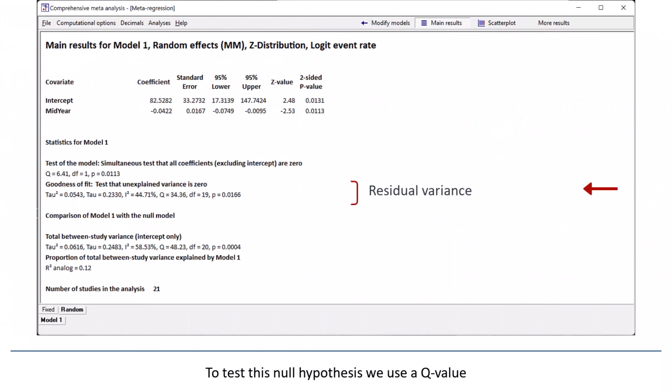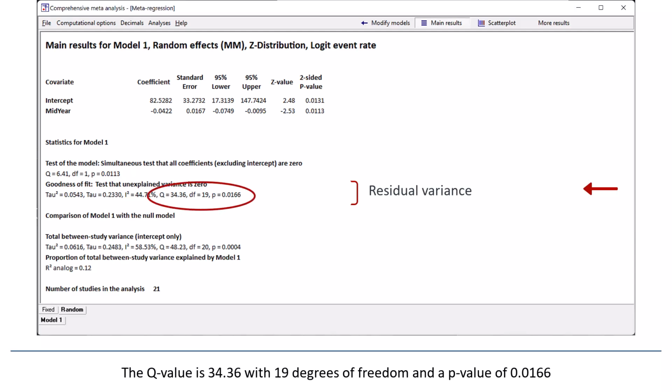To test this null hypothesis, we use a Q value. The Q value is 34.36 with 19 degrees of freedom and a p-value of 0.0166. By convention, we use a criterion alpha of 0.1 to test this null hypothesis. Since 0.0166 is less than 0.10, we would reject this null hypothesis and conclude that year does not explain all of the variation in effects.